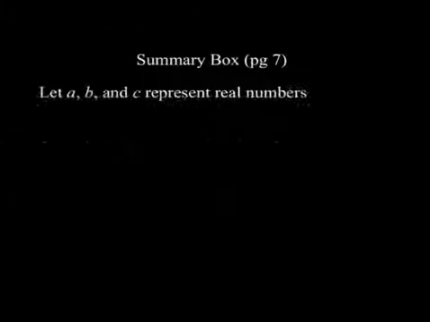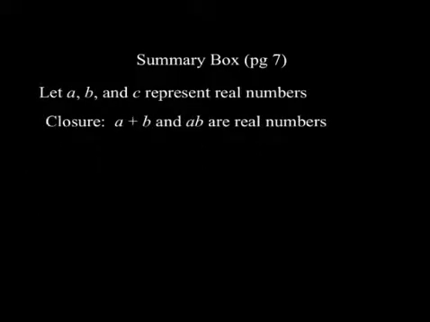This is on page 7 in the Algebra 2 textbook, but here are some properties of real numbers. If we let A, B, and C represent real numbers, first of all, A plus B and A times B are real numbers, so this is the property of closure. That means if you take any two real numbers and add them, the answer is real, or any two numbers and multiply them, the answer is real.